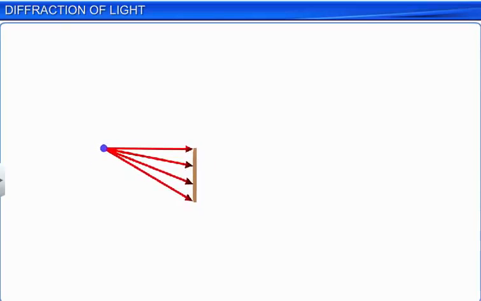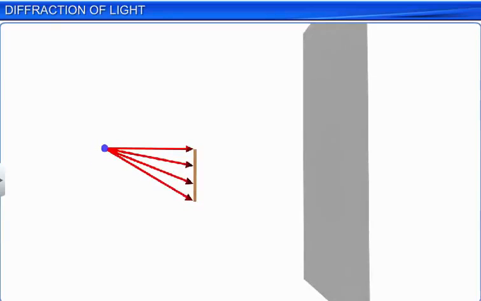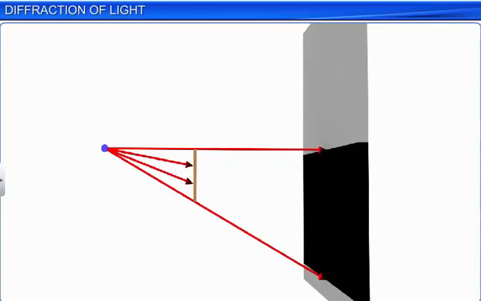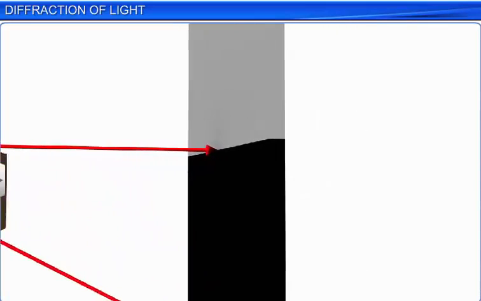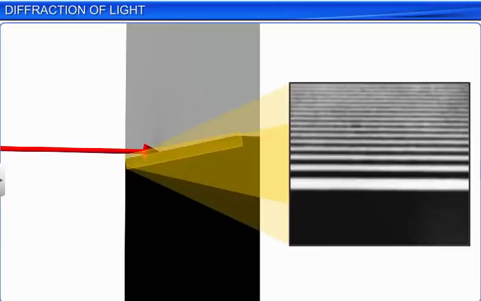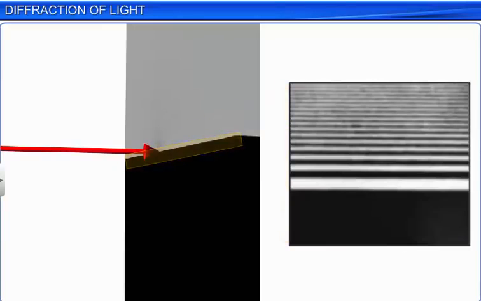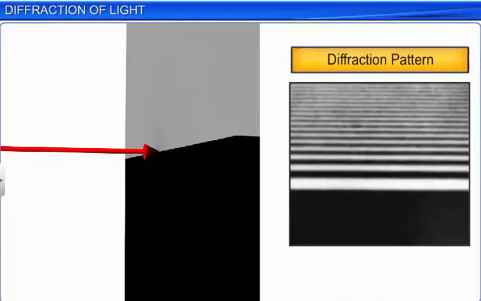If a screen is placed behind an opaque object, light from the point source travels in a straight line and forms a shadow on the screen. But if we look at the shadow closely, we observe that no sharp boundary exists between the shadowed and the illuminated regions. The illuminated region above the shadow of the object contains alternate bright and dark fringes because of diffraction of light, and the pattern is called diffraction pattern.